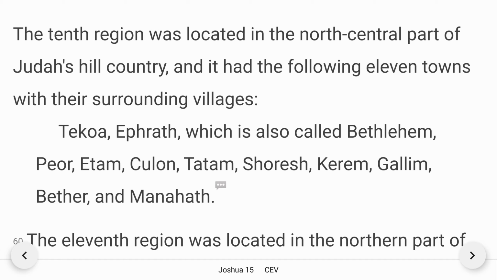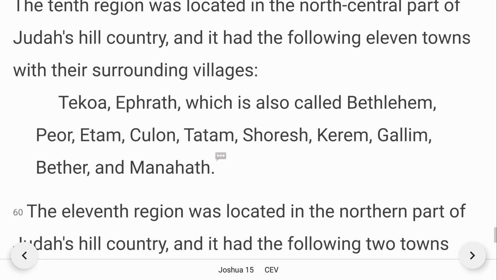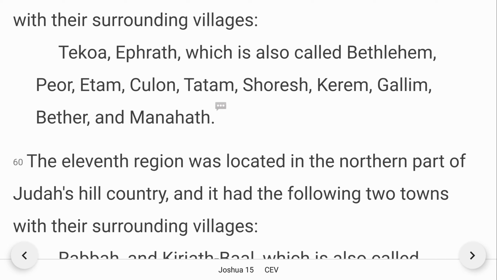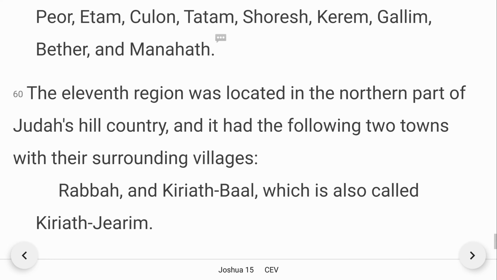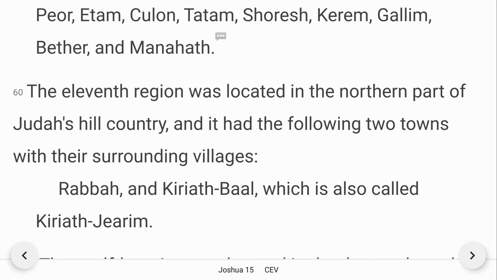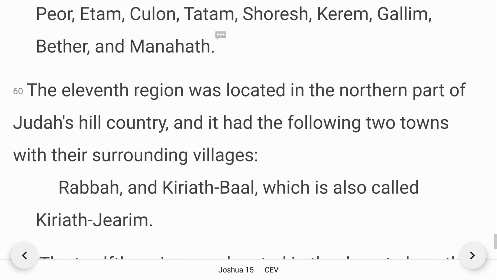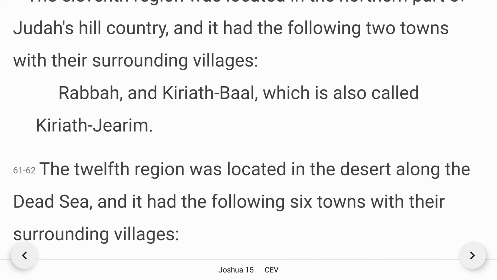The 10th region was located in the north central part of Judah's hill country, and it has the following 11 towns with their surrounding villages: Kekoa, Ephrath, which is also called Bethlehem, Pir, Etam, Kulon, Tam, Shoresh, Kerem, Karim, Bedo, and Manath. The 11th region was located in the northern part of Judah's hill country, and it had the following 2 towns with their surrounding villages: Rabbah and Kiryas Baal, which is also called Kiryat Jearim.